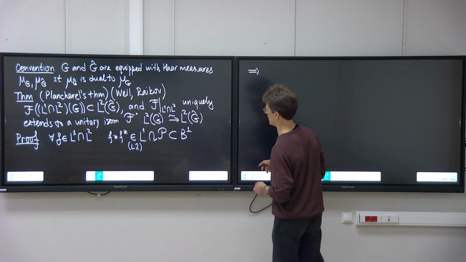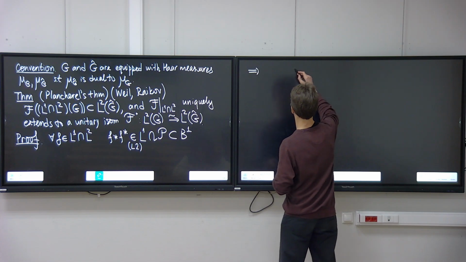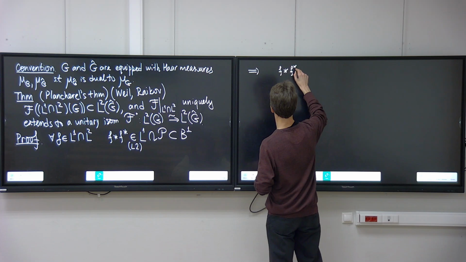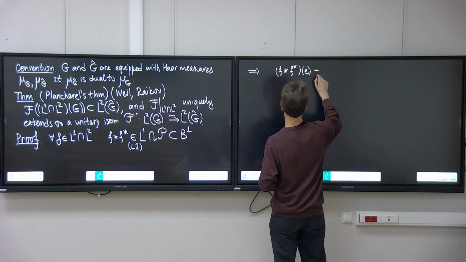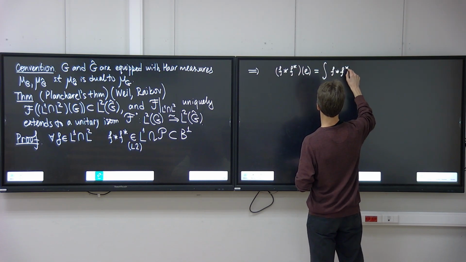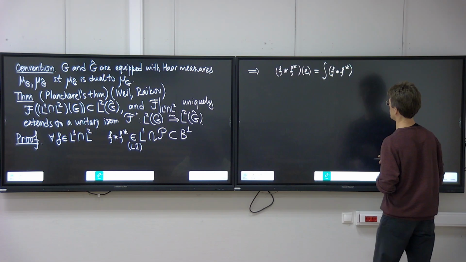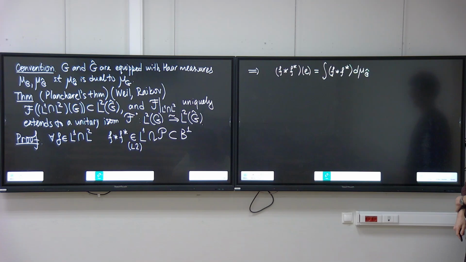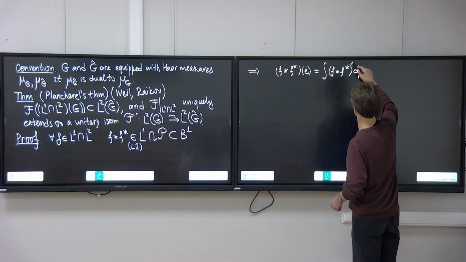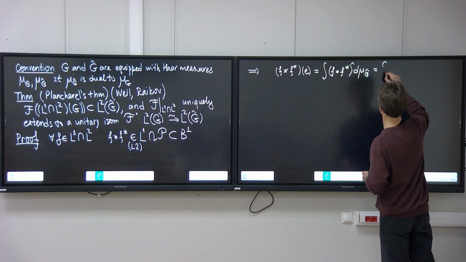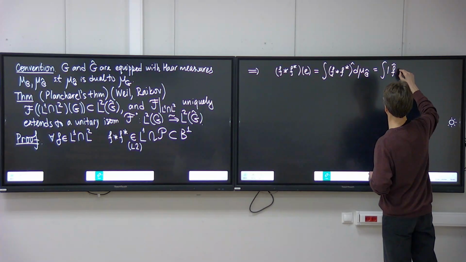The inversion formula implies that this function, in particular, we can evaluate it at the identity, is equal to the integral of its Fourier transform over the dual measure. This is a special case of the inversion formula of the Fourier transform. Well, the Fourier transform is a star homomorphism, so the Fourier transform of this function is nothing but the absolute value of f hat squared.